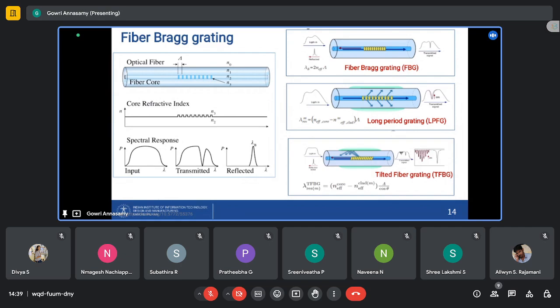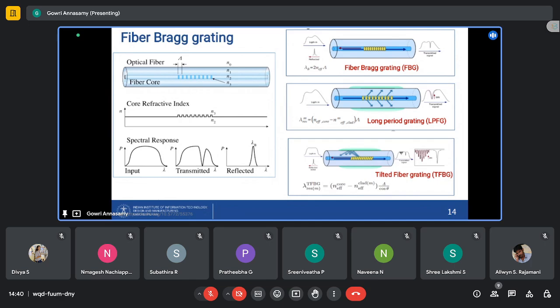In case of long period grating, they are spaced at longer distances. Each grating interval is quite long, and you have multiple reflected wavelengths possible, and those are sensitive to the refractive index changes. SRI means sensitive to the refractive index changes of the cladding structure. So in case of long period grating, it's defined as n core minus n clad multiplied with the period of the grating structure.